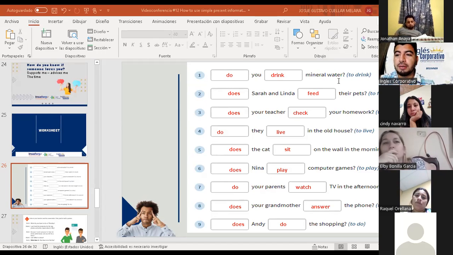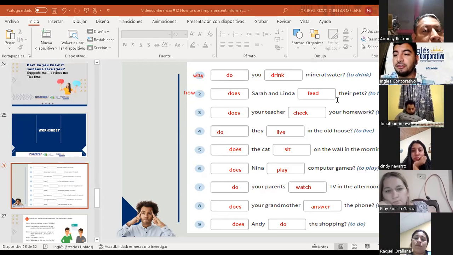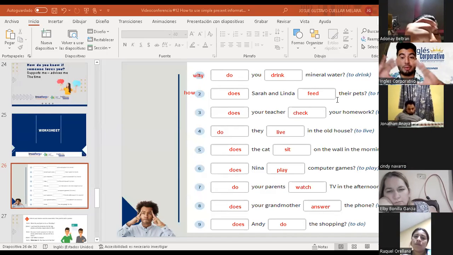Do you drink mineral water? Si decimos tú tomas agua mineral, pero le podemos poner acá why. Why do you drink mineral water? ¿Ok? Y le podemos poner acá how, que significa cómo. How does Sara and Linda feed their pets? ¿Cómo alimentan a sus mascotas? ¿Ok? Y ya se vuelve una pregunta abierta.